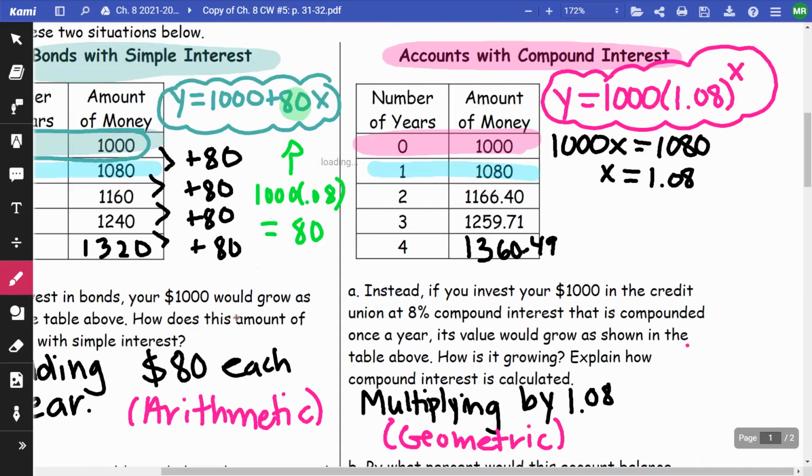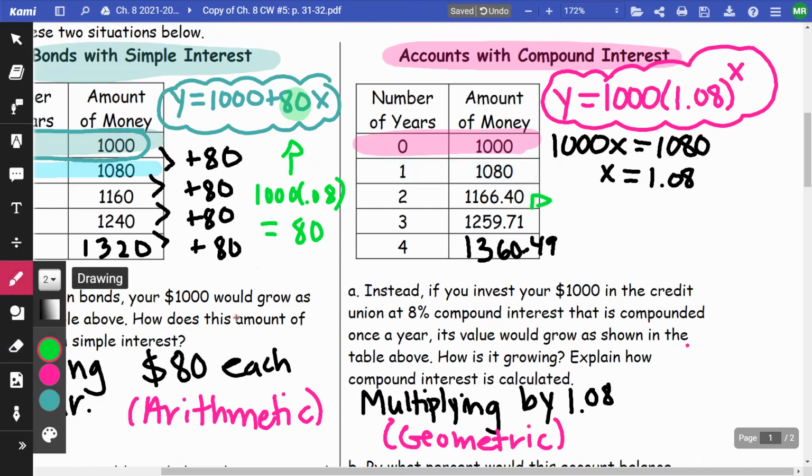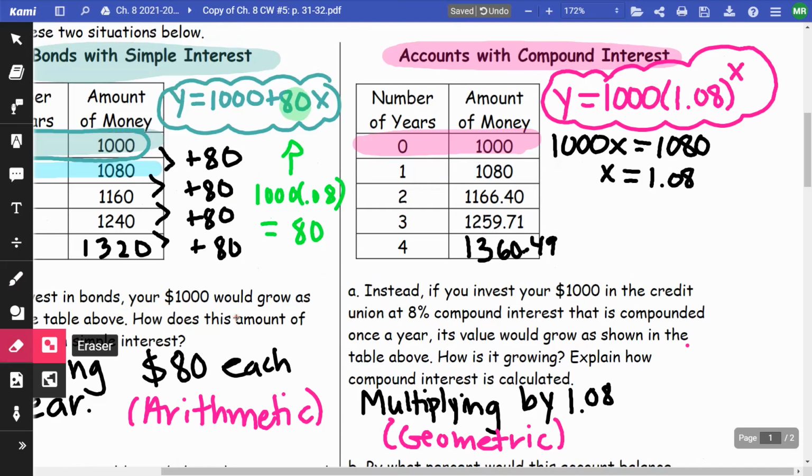For compound interest, what's happening is we're getting 8% of what is in there that year. So when we have 1,000, 8% of 1,000 is 80. So we got 80. But then the next year we're taking 8% of not 1,000, but 1,080. And then the next year we're taking 8% of $1,166.40. So every year we're making interest on our interest. That's what compound interest is. It's 8% not of the original amount, but 8% of what is in there currently.